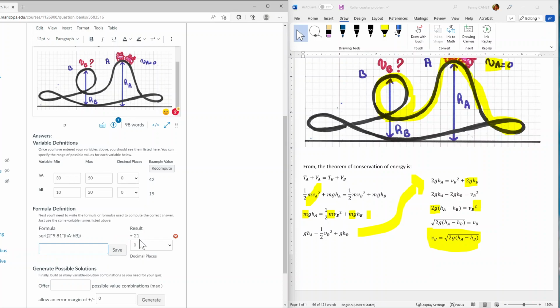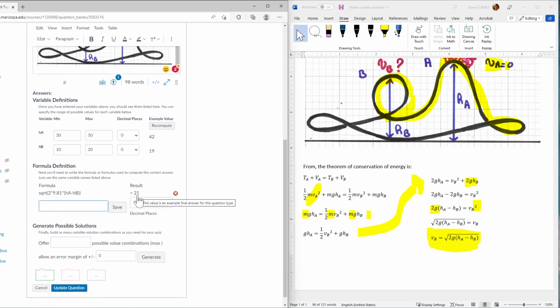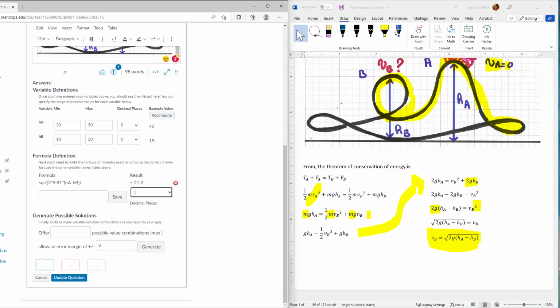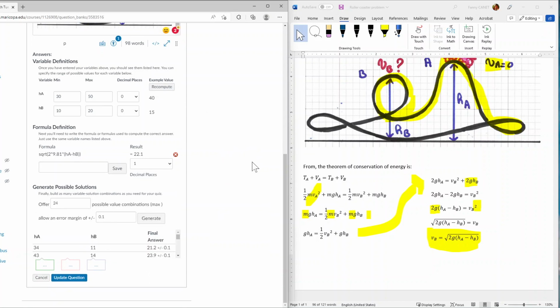Save, and that will give us a value of 21 meters per second if HA equals 42 and HB equals 19 meters. You can be a little bit more precise and use one more decimal or more. After that, you can generate 24 different random numbers. Always put an error margin, because students sometimes run too early. And you click on generate. I click on recompute because sometimes otherwise it always gets stuck on those two values.